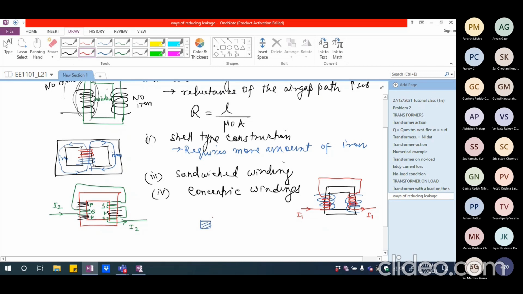So if I look at the cross section, if this is the core, I am going to have the primary winding somewhat like this. So this is going to be the primary winding. And around that, I will have the secondary winding. So my secondary winding is going to be somewhat like this. This is going to be the secondary winding. So this is secondary or high voltage winding. Because please remember, I am going to have the core also as a conducting material.